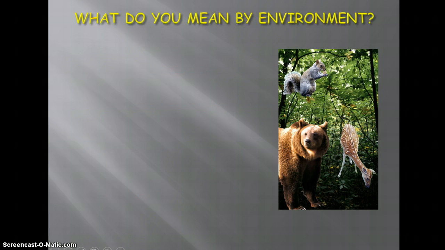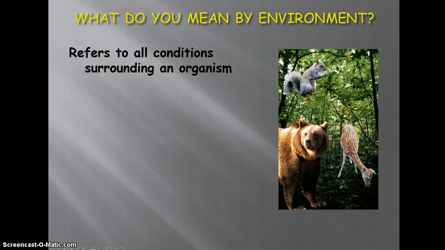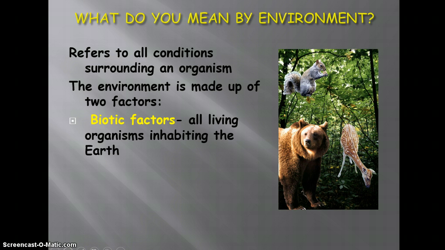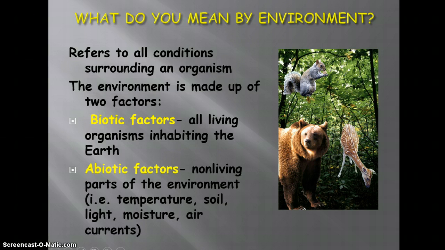What's meant by an environment? It refers to all the conditions surrounding the organism. The environment is made up of abiotic factors and biotic factors. Biotic factors are all the living things around the organism, and the abiotic factors are all the non-living parts of the environment: temperature, soil, light, moisture, and air currents. The biotic factors could also be thought of as the biomass, which is all of the organic matter in one area.